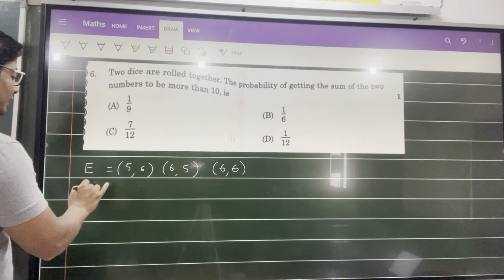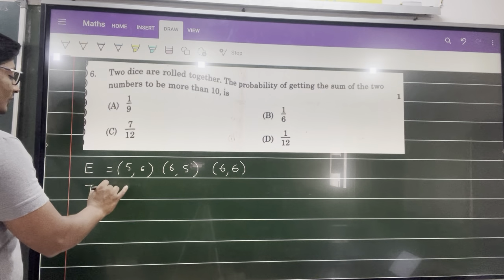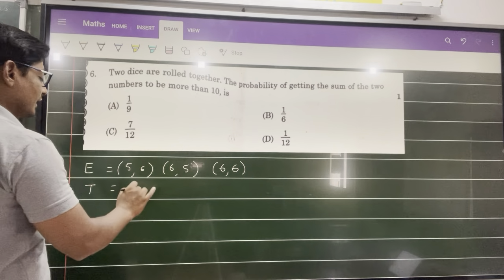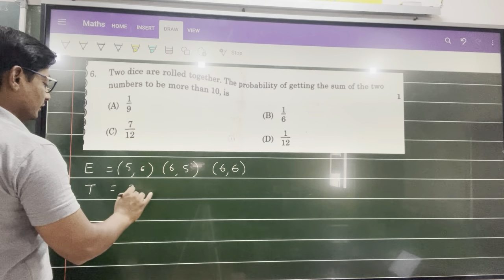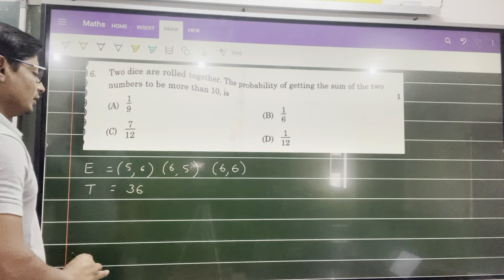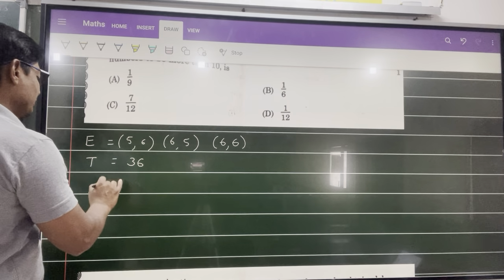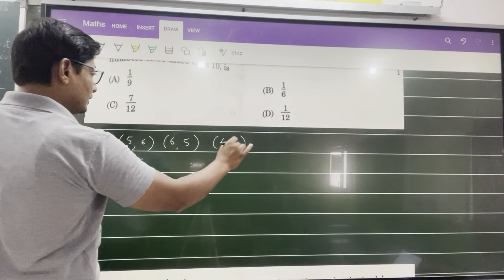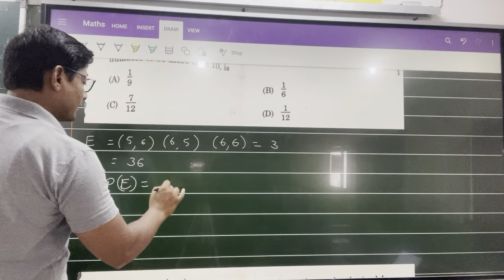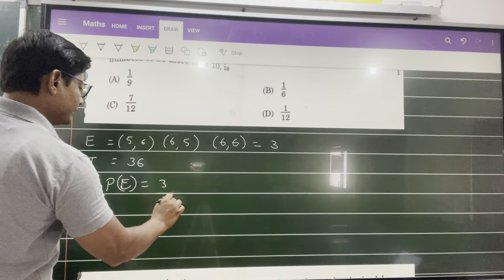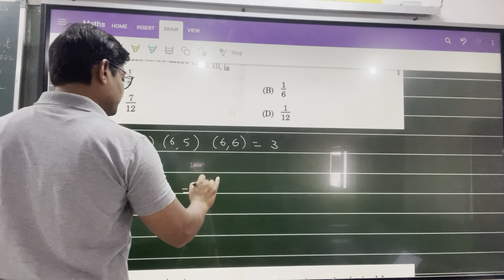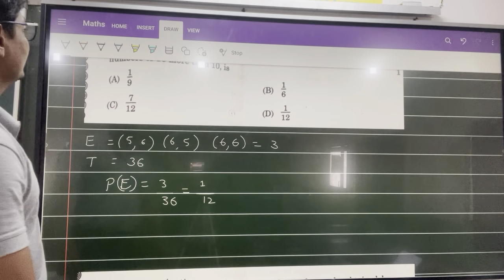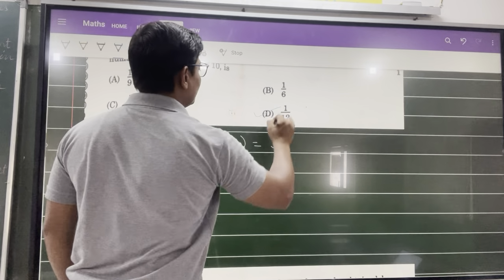So therefore now how many total events will be there? So total number of outcomes will be 36. When we roll two dice, we will get total 36. So therefore, probability of occurrence of that event will be 1, 2, 3. This is nothing but 3 here. So 3 over 36, which is nothing but 1 by 12. So 1 by 12 is the correct option. That is option number D.